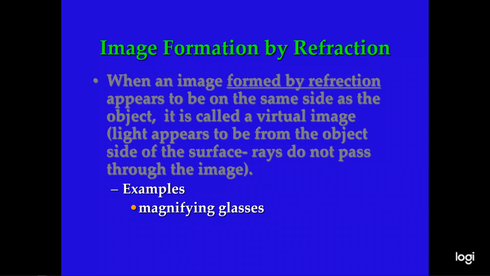However, if the light from the virtual image can pass through another lens or through a mirror, it can still form a real image from that. In the case of the magnifying glass, it produces a virtual image, but the lens of your eye will produce a real image on the retina of your eye.